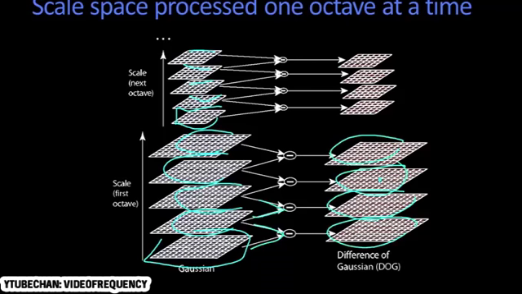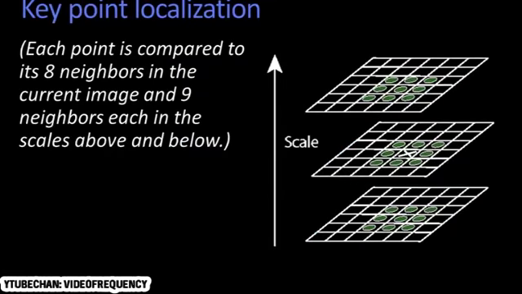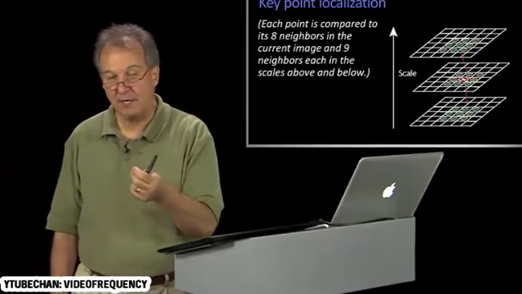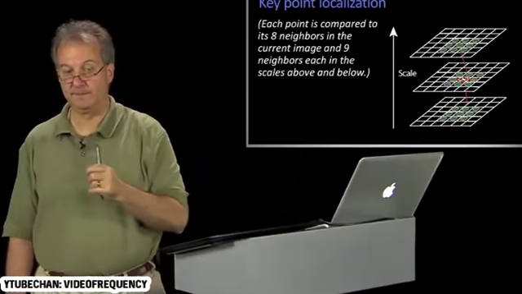Then within each one of these Gaussian images, you're going to compare a pixel. And in fact, if I go back to this picture here, I'm going to compare this pixel to each of its 8 neighbors in the same plane, and there are 9 neighbors above it and 9 neighbors below it. And if you're a maximum of that, you're going to say, aha, I'm an extrema.